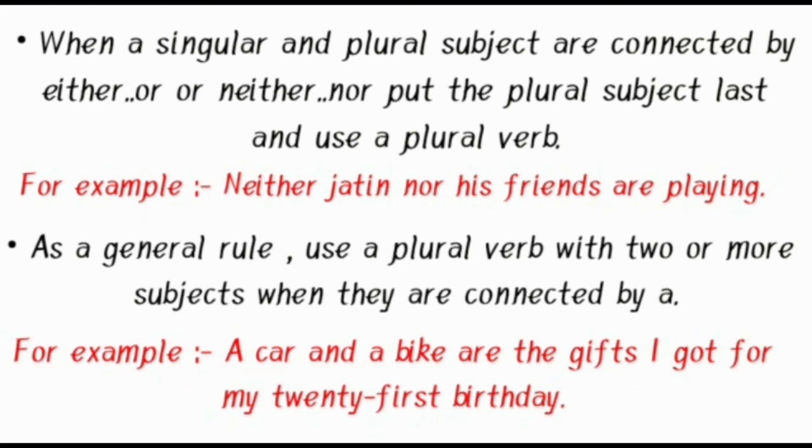Look at the next point. As a general rule, use a plural verb with two or more subjects when they are connected by "and". So when two subjects are connected by "and" as a conjunction, we put a plural verb for them. Look at the example. A car and a bike are the gifts I got for my 21st birthday.